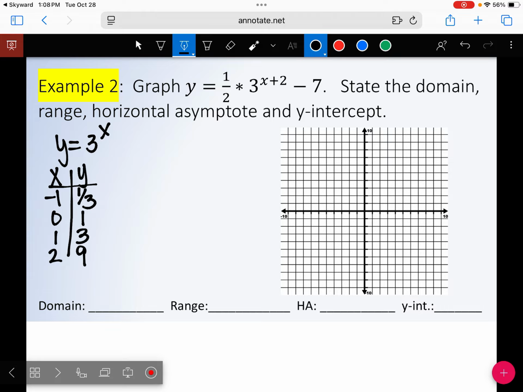So this one has a lot of transformations. So we got a lot of changes happening. This is my A value. A is 1/2. My H value is in the exponent, but you flip it. So it's not going to be +2. It will be -2. My K value is the number that's being added. And in this example, it's -7.